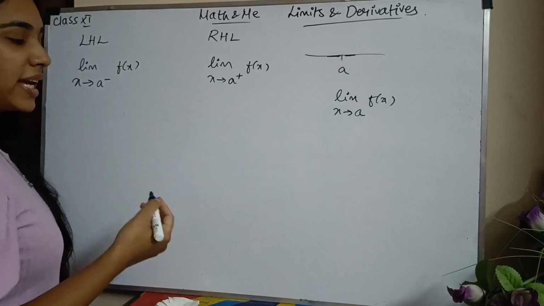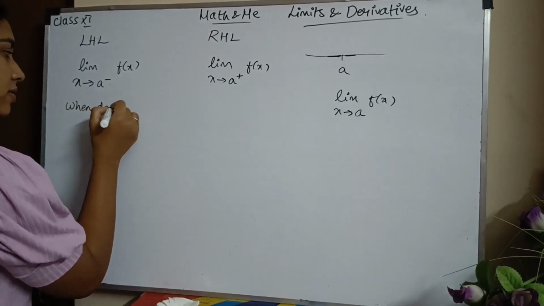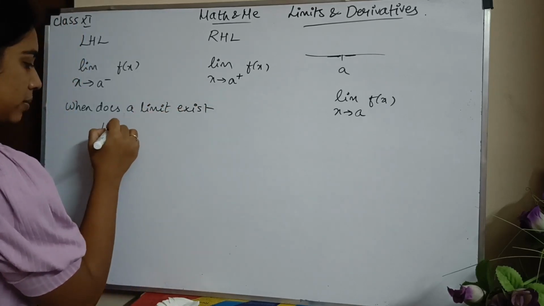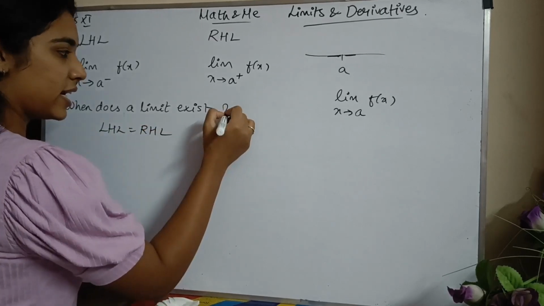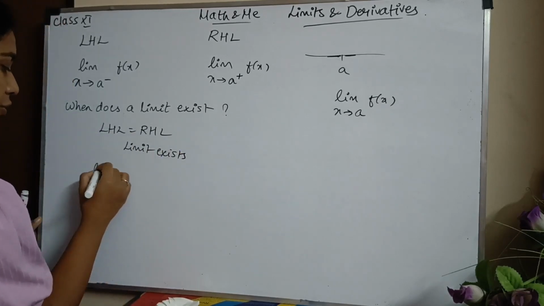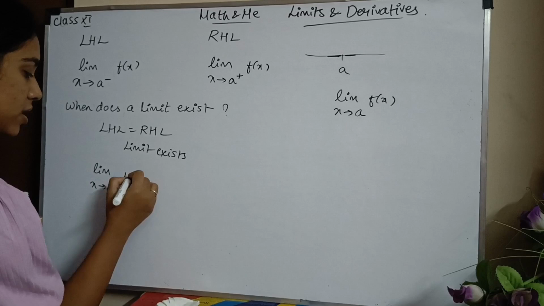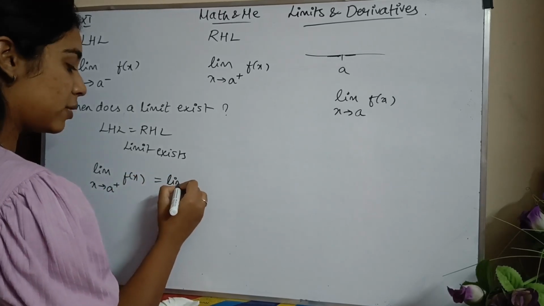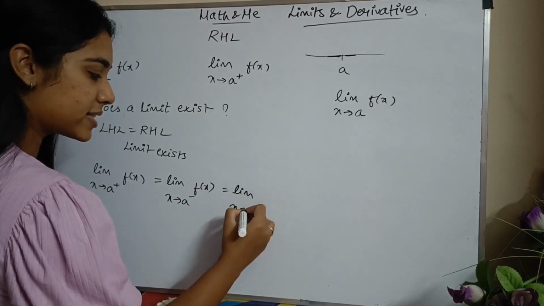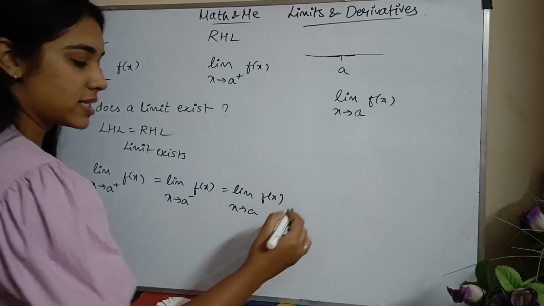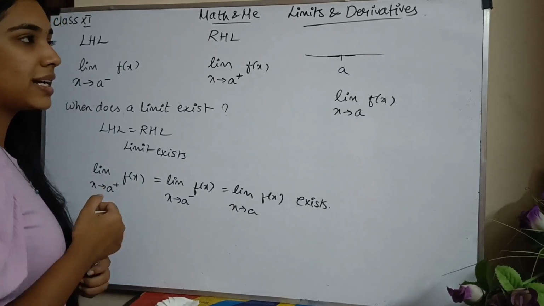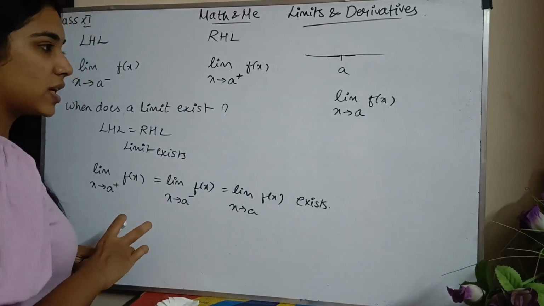So when do you say that your limit exists? When you have the left hand limit equal to the right hand limit, you say that the limit exists. What is your step? You have to find the limit x tends to a plus of f of x, and you have to see if it's equal to the limit x tends to a minus of f of x, which means limit x tends to a of f of x exists. So this is how you write some proof statement. You'll understand all this when we are solving examples and exercise questions. So let's move on to the examples.